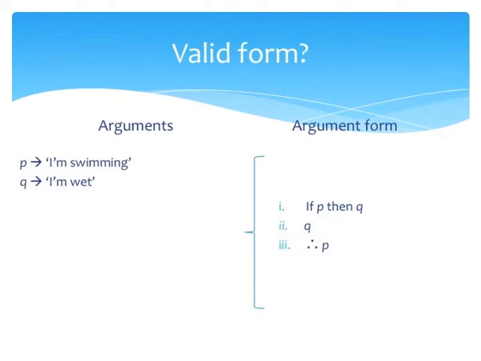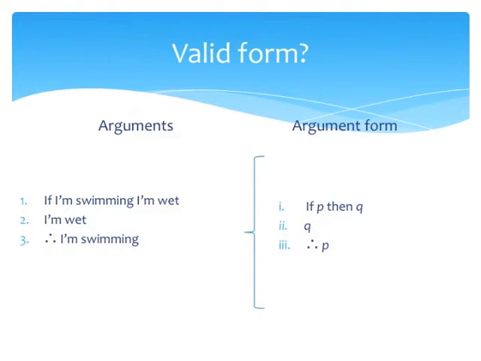Let's replace P with "I am swimming" and Q with "I am wet." What we get is the argument: if I'm swimming, I'm wet. Second, I'm wet, therefore I am swimming. This argument clearly fits the form to the right. However, it's not good because it has a clear counterexample.